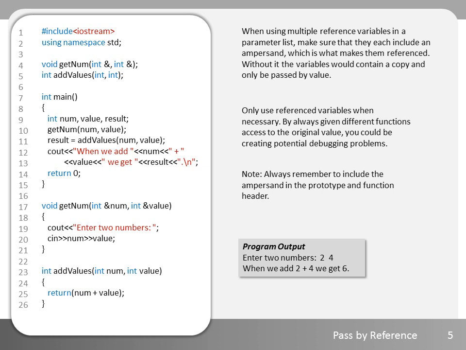One choice that we did have was to make either num or value referenced and return the result of num plus value through there. But then, if we wanted to reuse the variable num or value, we'd have to do another function call to function getNum, and it only makes the problem longer.